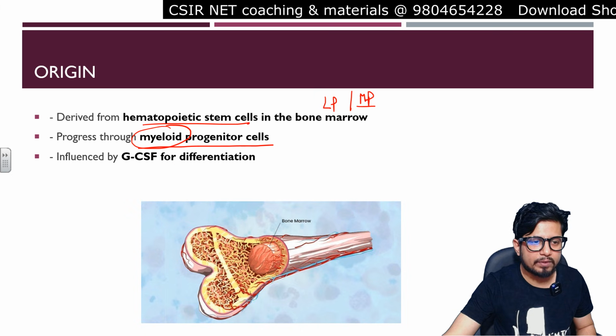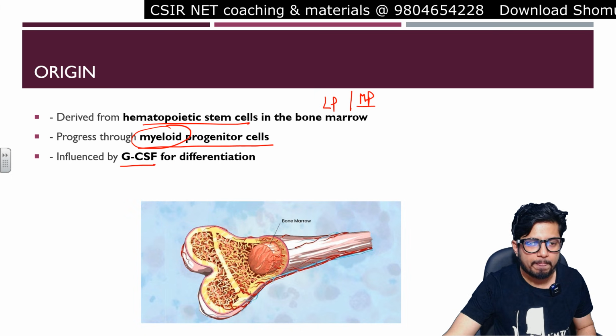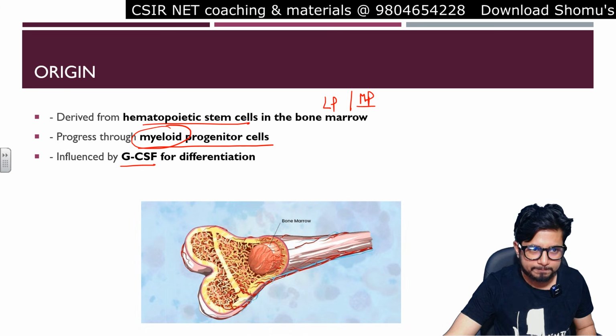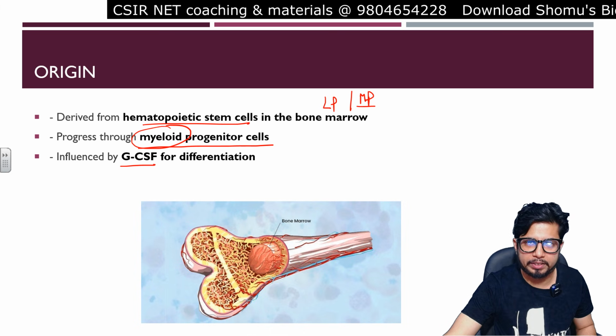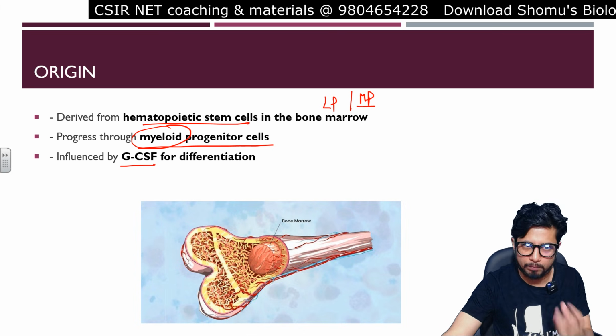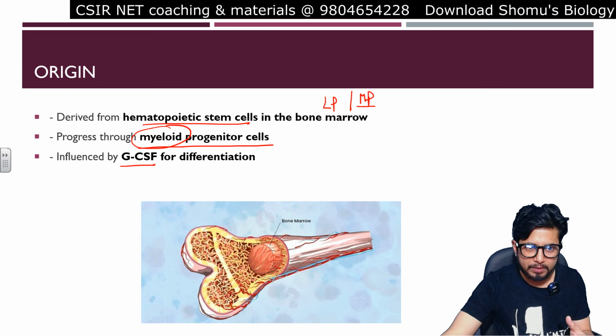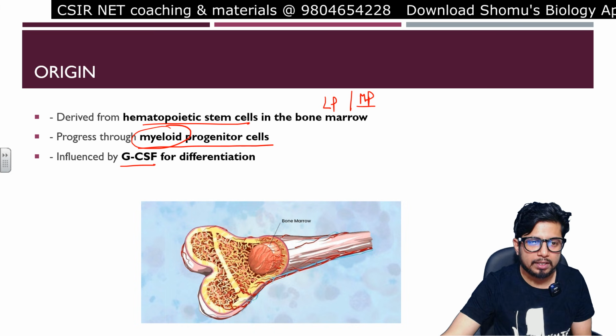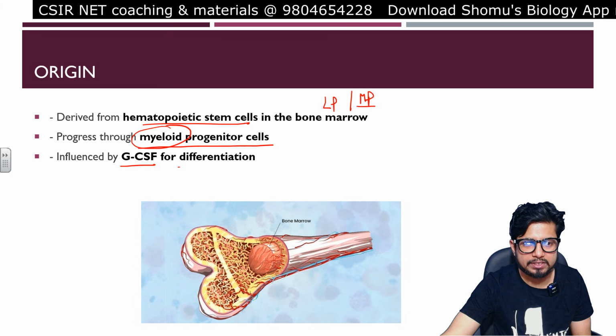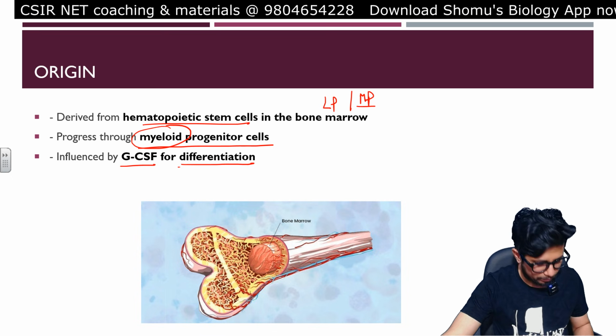Next one is the influence of G-CSF, the colony stimulating factor. Granulocyte colony stimulating factor is the growth factor released by the body which influences the production of neutrophils, and G-CSF also causes differentiation of the neutrophils.